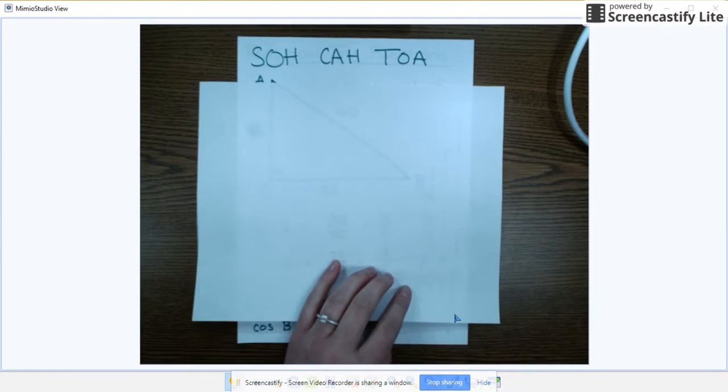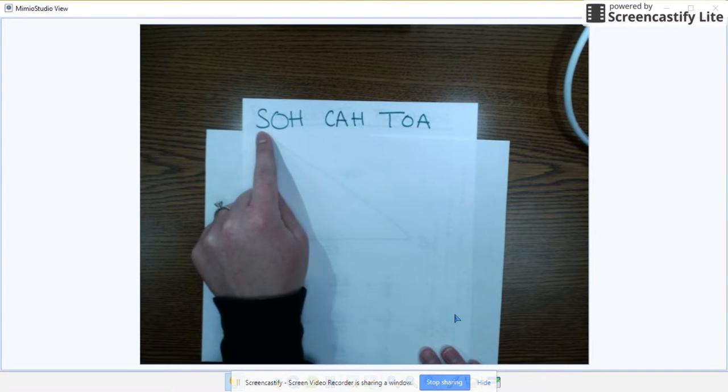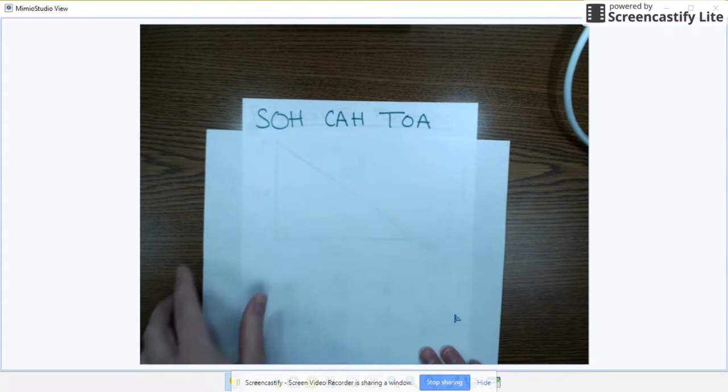So I use SOHCAHTOA to help remember that. Just a nice little acronym. S stands for sine, O is opposite, H is hypotenuse, C stands for cosine, T is tangent.